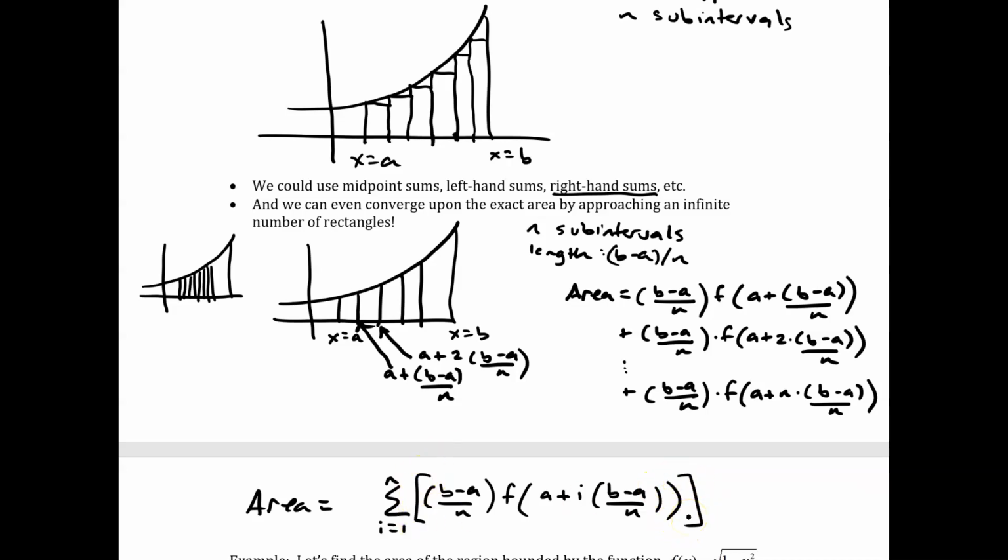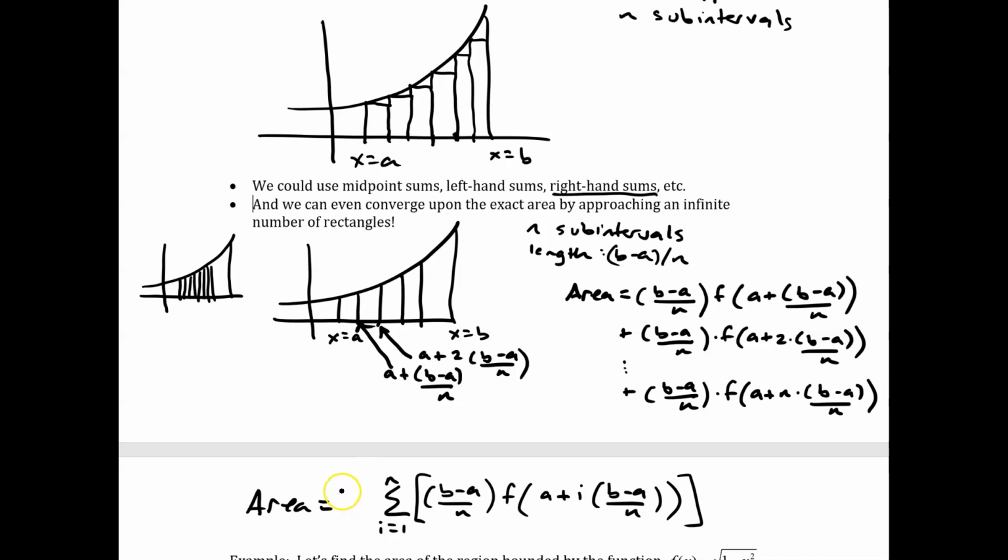So this is the formula that we're generating just based upon this picture and using a right-hand sum. And like I was saying a minute ago, we want those rectangles to get infinitely small in width, which means that we want the number of them to approach infinity. So we will converge upon the exact area as we add up all of these rectangles, but let them get infinitely small in width, or let the number of them approach infinity.